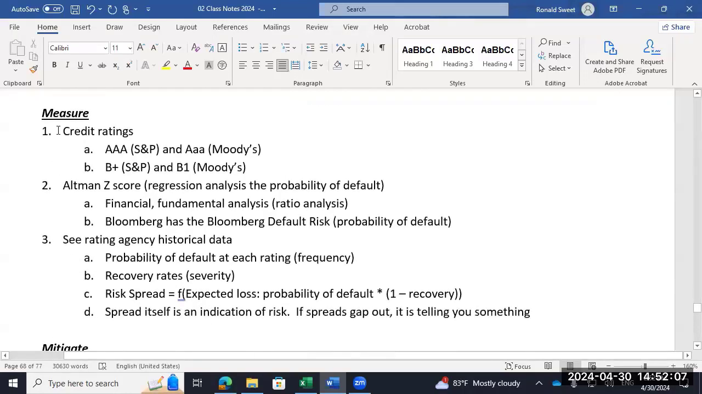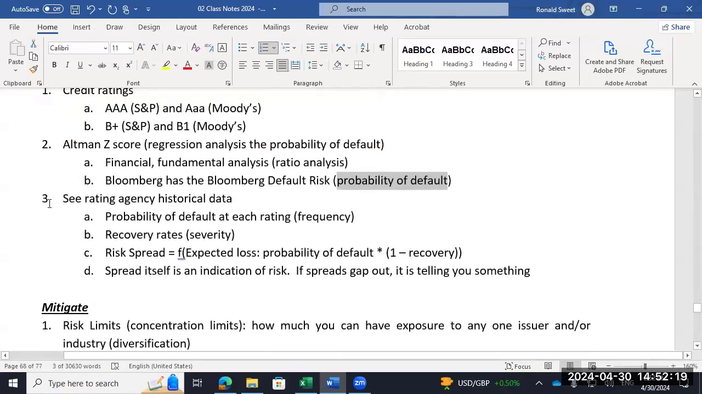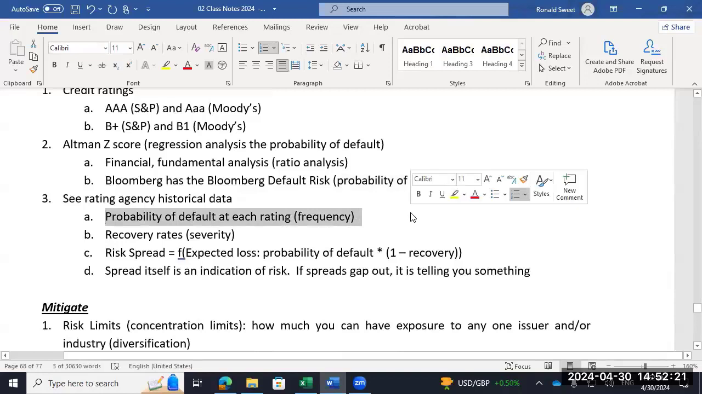Credit ratings, we talked about those earlier. So you have S&P and Moody's. Altman Z, I'm not a big fan of that, but you can get the Altman Z, or like the Bloomberg has a really, really good ratio. That's really good. Credit ratings tell you the probability of default, because AAAs rarely default. Triple Bs default about 5% of the time, so they do give you some pretty good numbers.